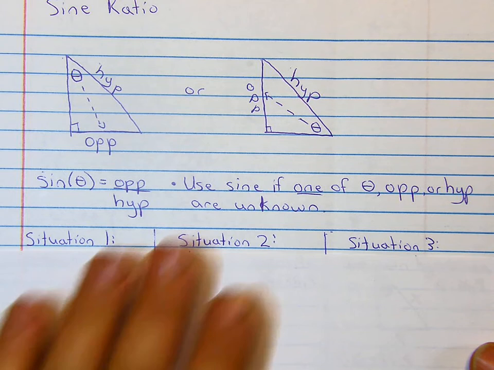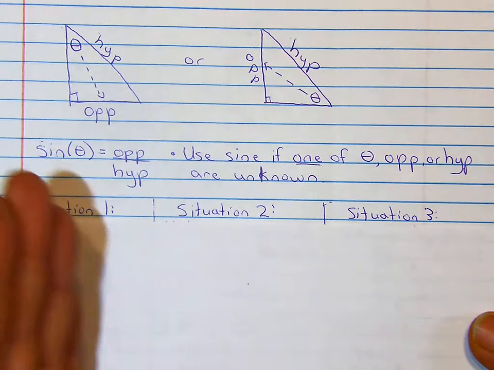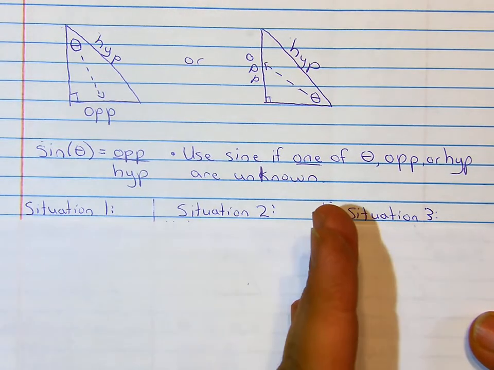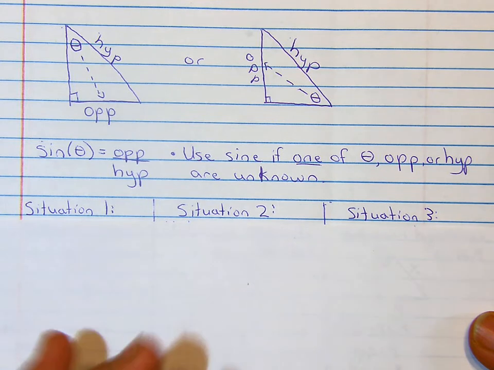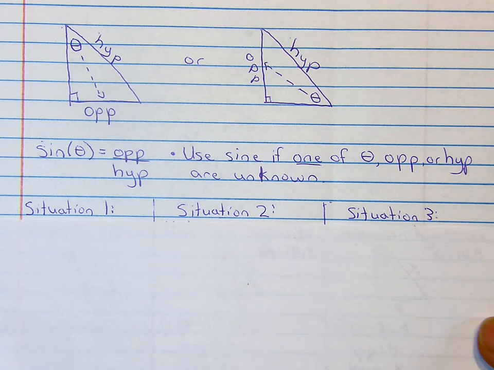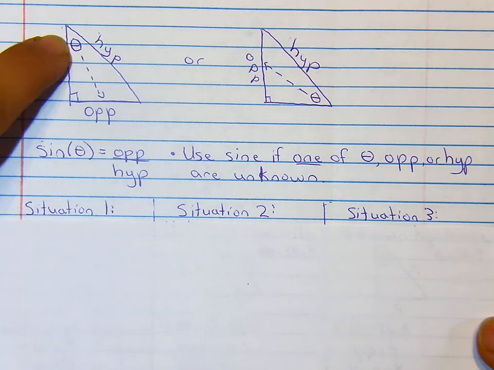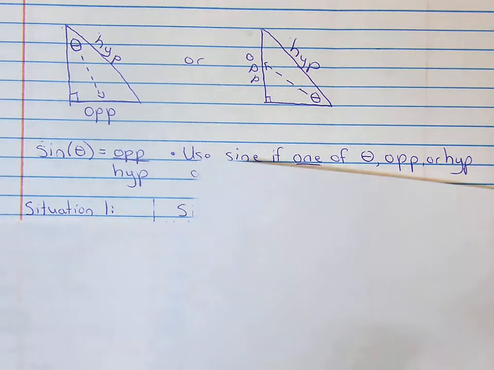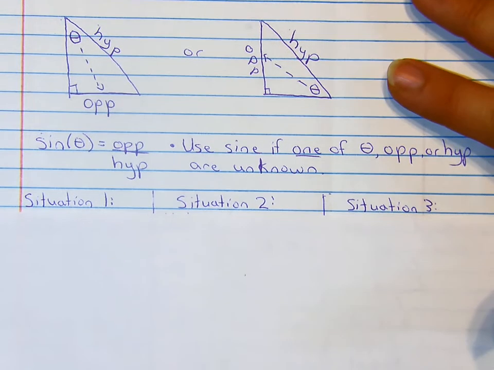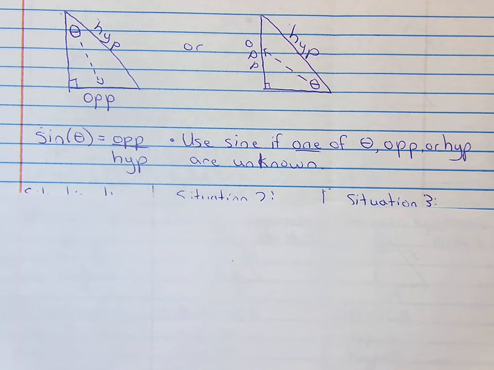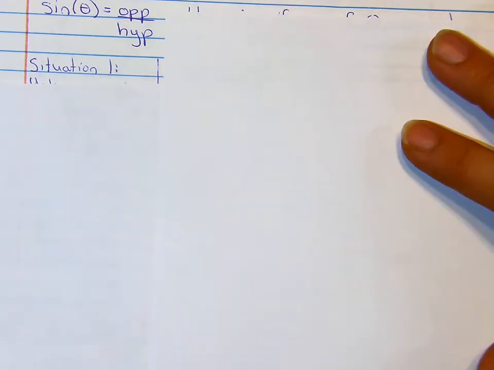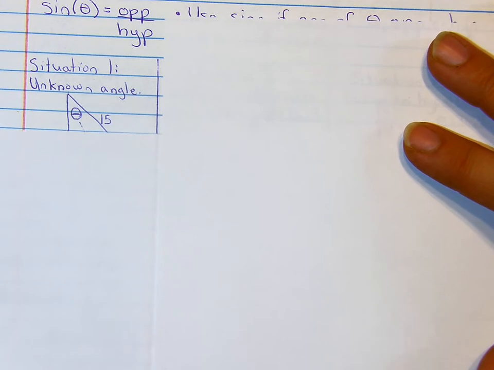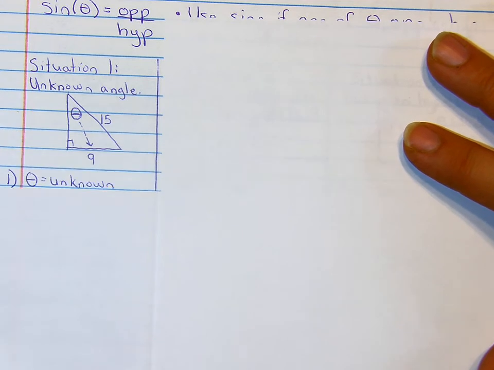So we're going to have three situations. Feel free to divide your paper into three sections from here on down, because I'm going to show you the three different examples depending on whether you have a missing angle, a missing opposite, or a missing hypotenuse, as to how to use the sine ratio to solve for those. So let's look at situation 1. Let's say you have an unknown angle.